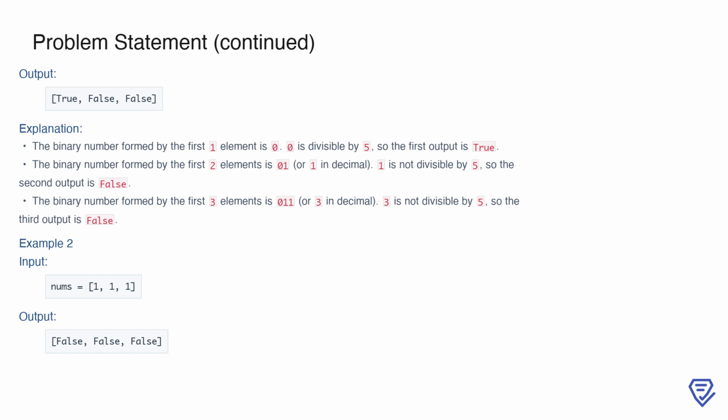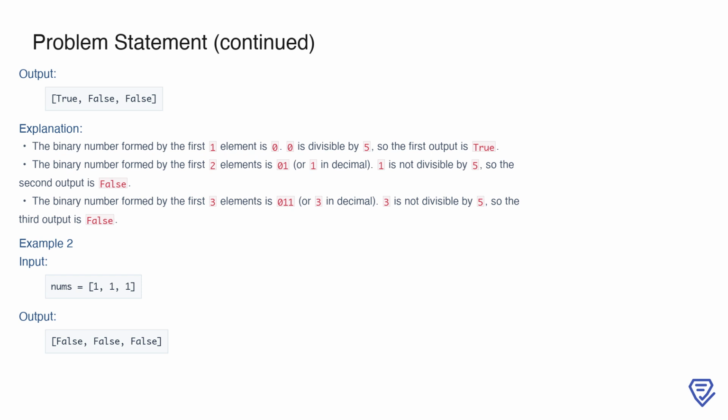In the first example, the input array is nums equals 0, 1, 1. The output is true, false, false. Here's why: the binary number formed by the first element is 0, which is divisible by 5, so the first output is true. The binary number formed by the first two elements is 01, or 1 in decimal, which is not divisible by 5, so the second output is false. Finally, the binary number formed by the first three elements is 011, or 3 in decimal, which is also not divisible by 5, so the third output is false. This example demonstrates how we check each prefix step by step.